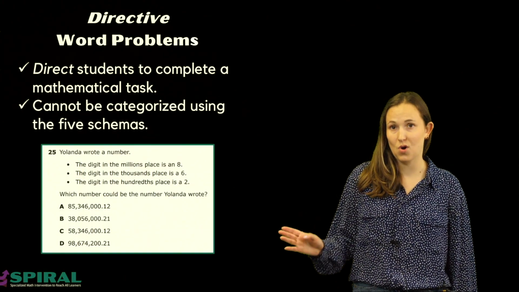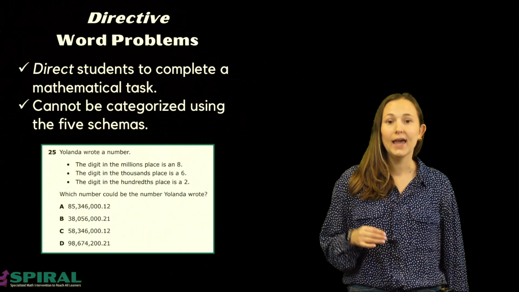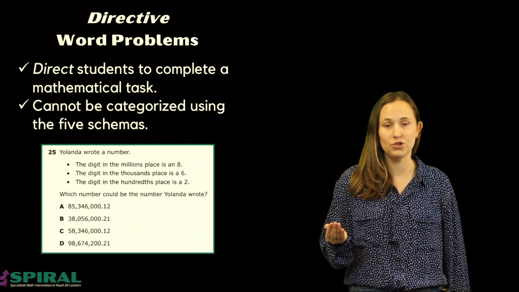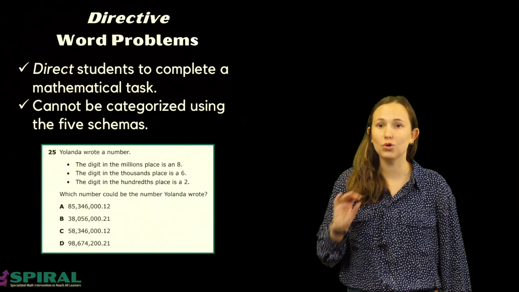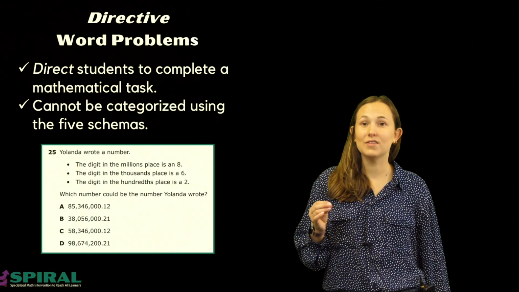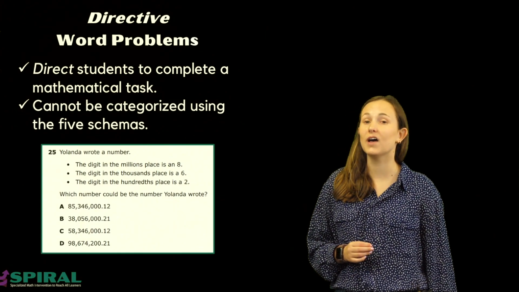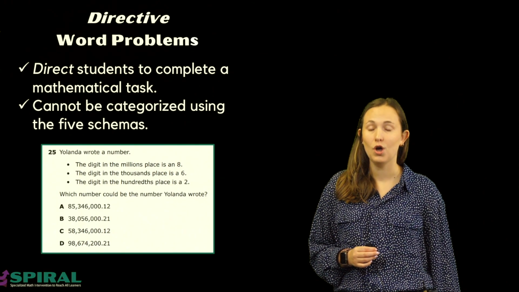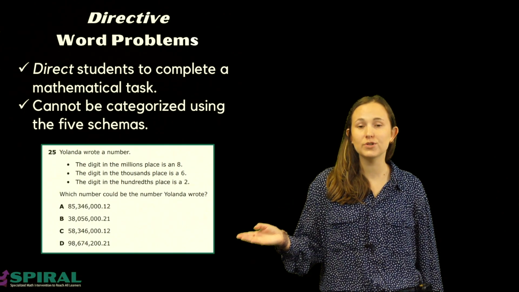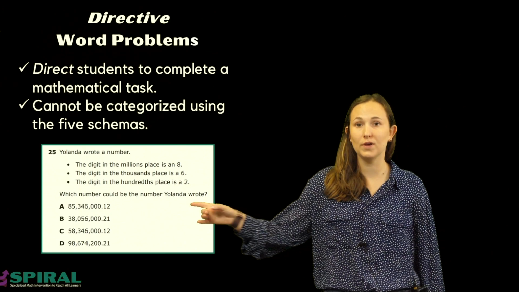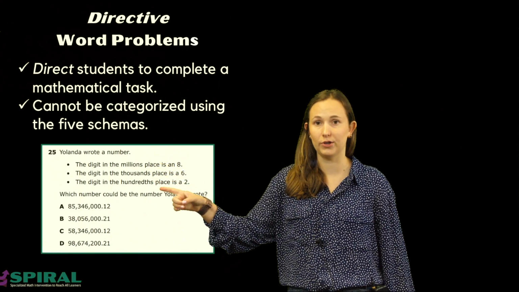Whereas with directive word problems, students are directed to complete a mathematical task, and these word problems cannot be categorized using those 5 schemas. So this is one example of a directive word problem. It says, Yolanda wrote a number. The digit in the millions place is an 8. The digit in the thousands place is a 6. The digit in the hundredths place is a 2. Which number could be the number Yolanda wrote? So in this directive word problem, students are being directed to determine which of these numbers has the following digits in these place value positions.